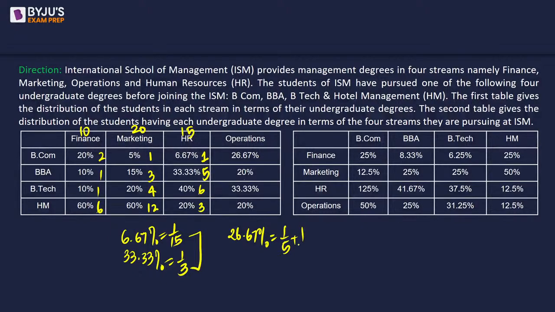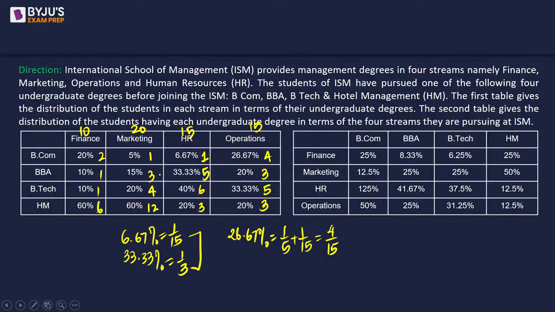20% is 1 by 5, 6.67% is 1 by 15. So this will turn out to be 4 by 15. So if we can take minimum 15 people in operations, out of which 4 are from BCom, and 20% will be 3, 20% will be 3, 33% will be 5. Now this adds up to give us 15, right?